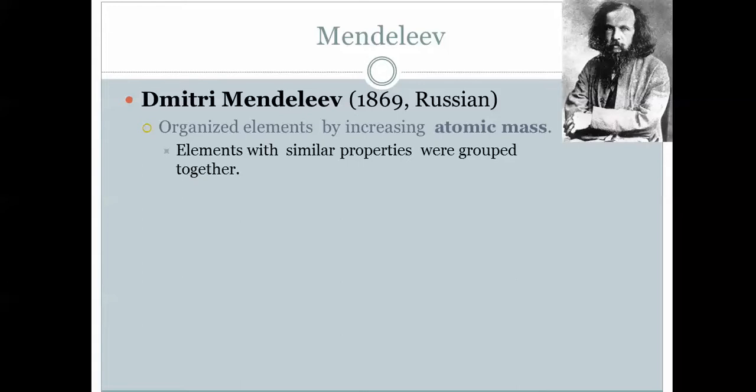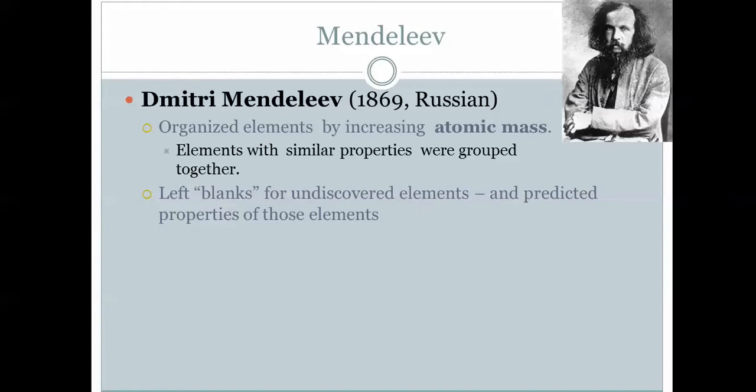But what Dmitry did is he organized elements by increasing atomic mass, and elements with similar properties were grouped together. His big leap, and what he's quite famous for, is he left blanks or empty spots in his periodic table for elements that had not been discovered yet. And not only did he do that, but he said, hey, when we discover this element, I think its density is going to be about this, I think its melting point is going to be about this, and so forth, and was able to pretty accurately predict these properties when we found these elements. And he was able to do this because there are some pretty good patterns in the periodic table, and again, we can tell quite a bit by looking at it.